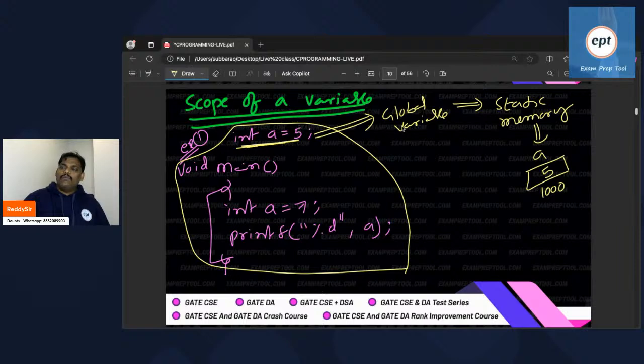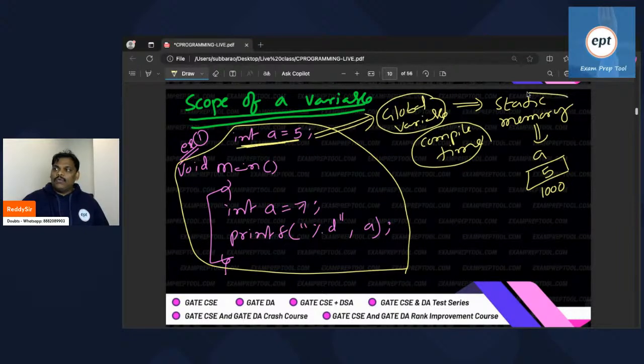Global variable memory will be allocated in the static area, as I mentioned. But remember, memory is allocated at compile time. For a global variable, memory is allocated in static memory at compile time. So these are all the keywords of this particular program.